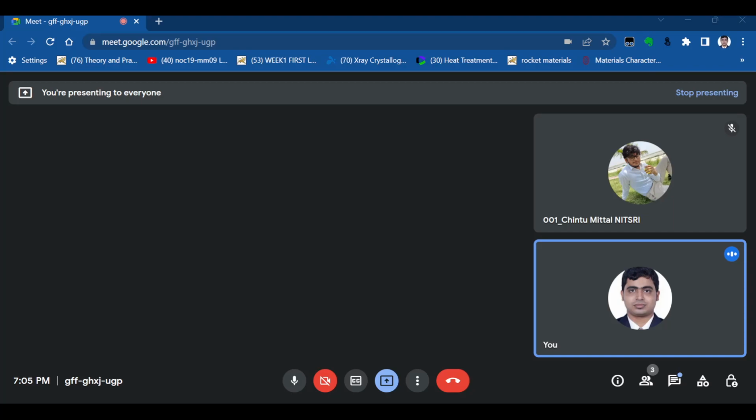You cannot just take the volume of Cr2O3 and divide by volume of Cr. That will not be the correct answer. You always have to consider the coefficient here.